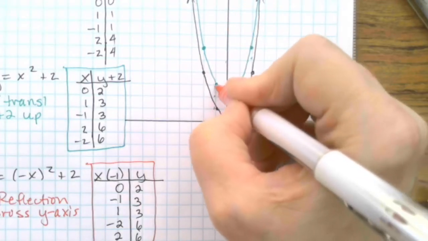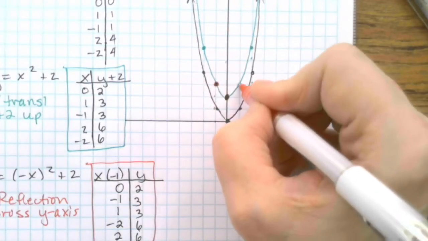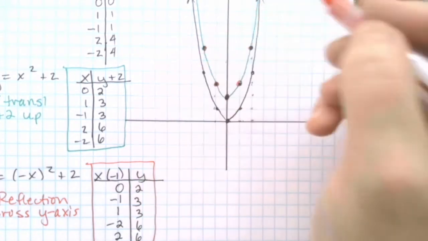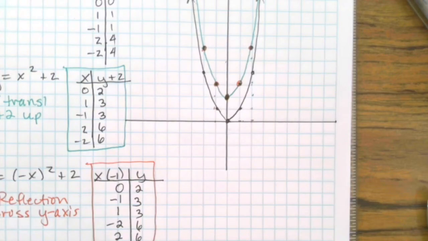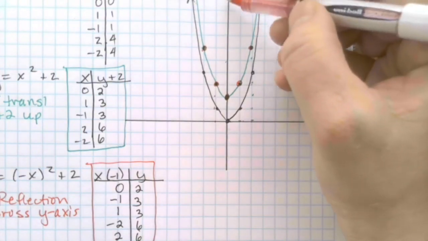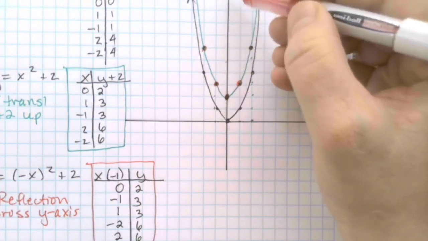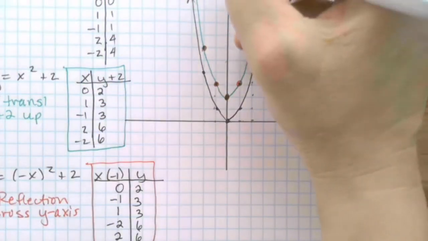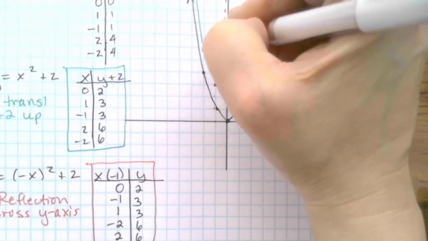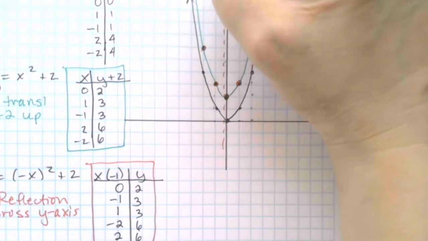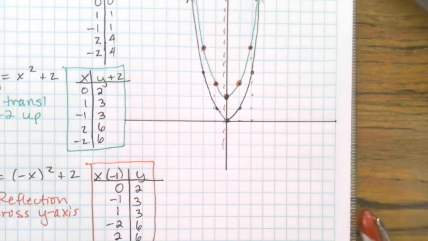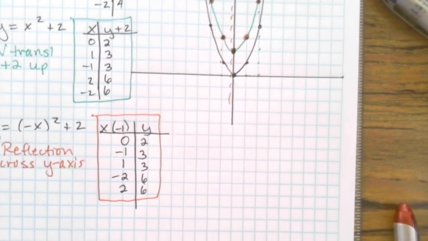Negative 1, 3, 1, 3, 2, up to 6, and you go, wait a second, those are the exact same points. Yes, that's because the axis of symmetry for this parabola is the y-axis. So when you reflect it across the y-axis here, it maps onto itself because it is symmetrical through the y-axis. That happens sometimes with parabolas.